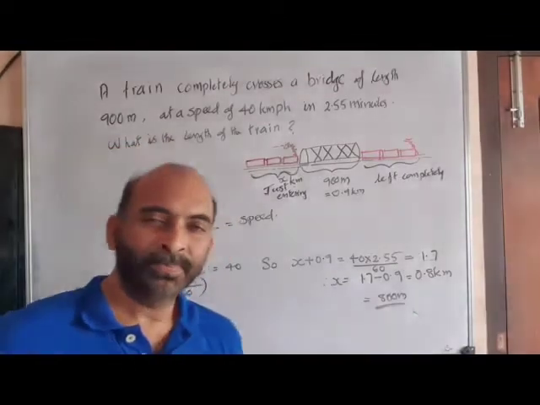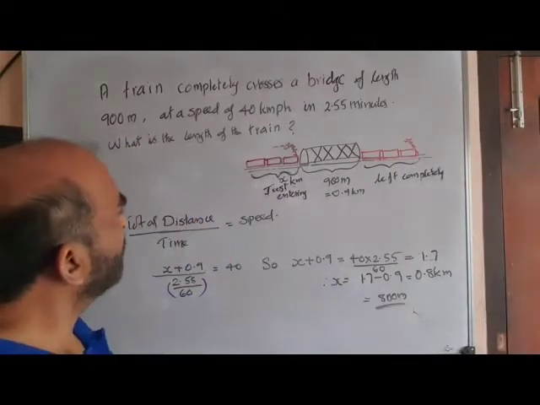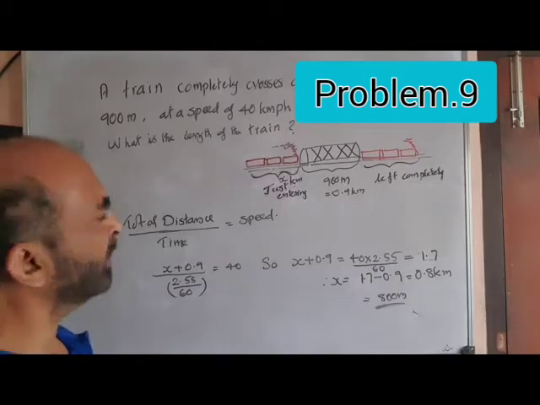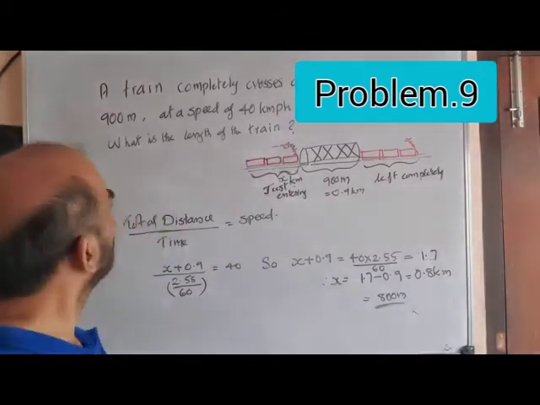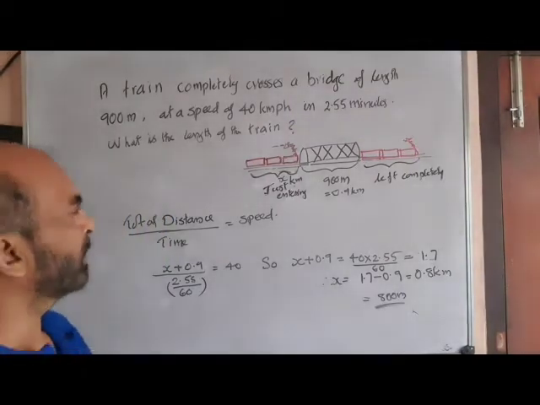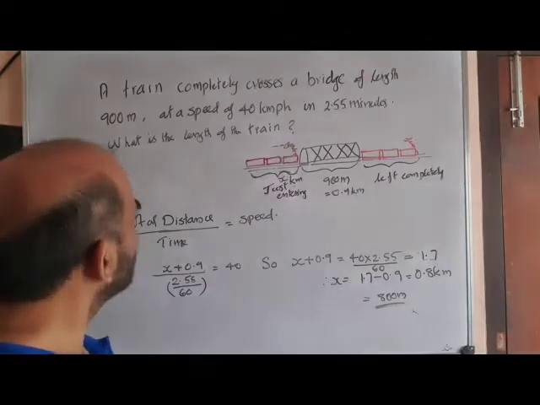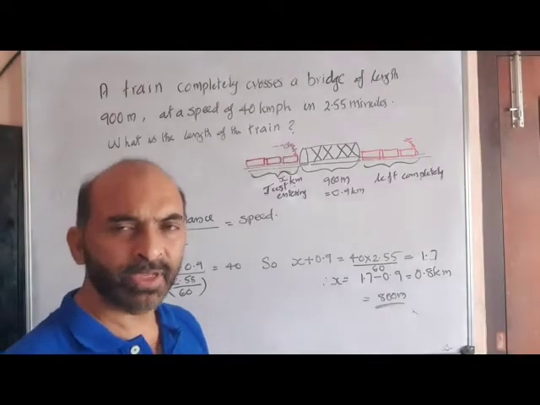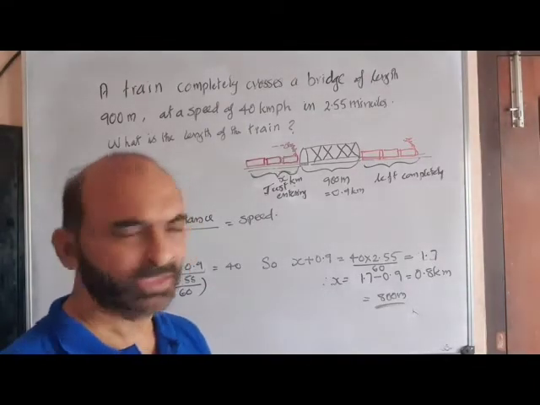Next problem. A train completely crosses a bridge of length 900 meter at a speed of 40 km per hour in 2.55 minutes. What is the length of the train? A commonplace question, simple question.